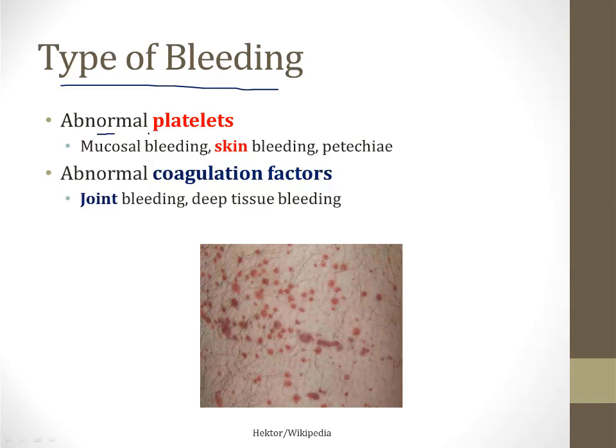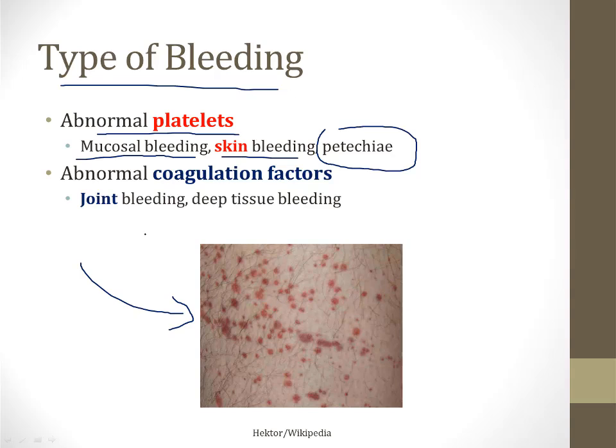When patients have a problem with their platelets, the bleeding problems tend to be superficial. For example, they will have bleeding from mucosal surfaces. This may involve nosebleeds, or women may have menorrhagia. They may also have superficial skin bleeding, and they commonly get a characteristic skin finding called petechiae. This is a picture of petechiae on the screen here. They're small red dots, and this is caused by the extravasation of red blood cells from capillaries, and that's what happens when your platelets don't work properly.